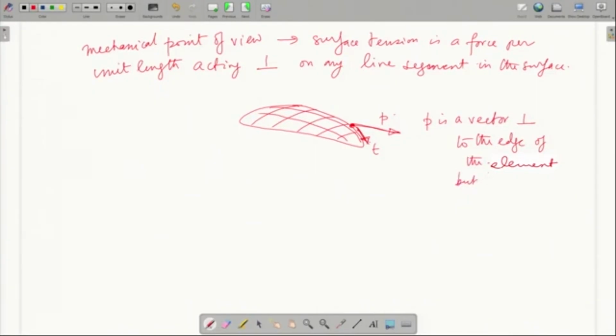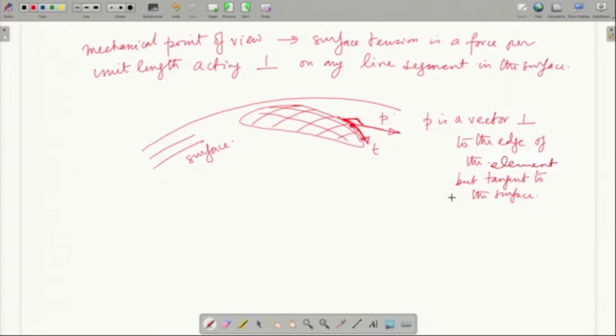But tangent to the surface. So, tangent to the surface essentially means that this is part of a bigger surface. So, the P is perpendicular to this edge in the sense that it is making a right angle to that edge, but it also remains tangent to this surface. So, this is how P is defined.